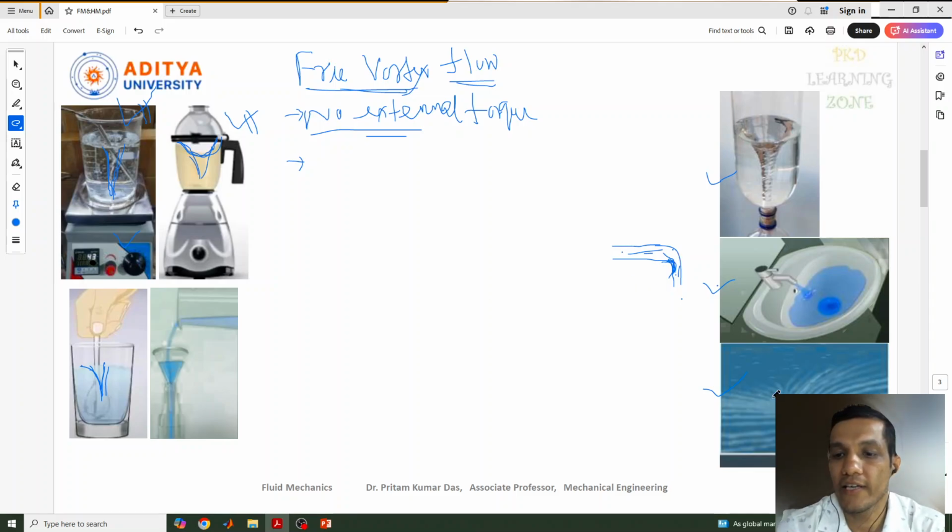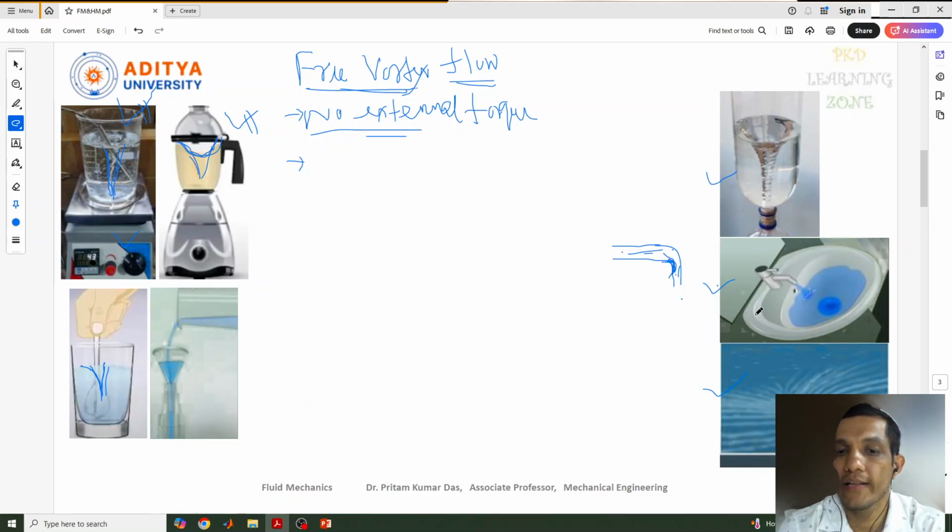And you can see there is a whirlpool in the river. If you see in the river, some kind of whirlpool is there, and some holes will automatically form in that. There you can see a vortex formation when the liquid goes inside. This is also one kind of tornado formation.